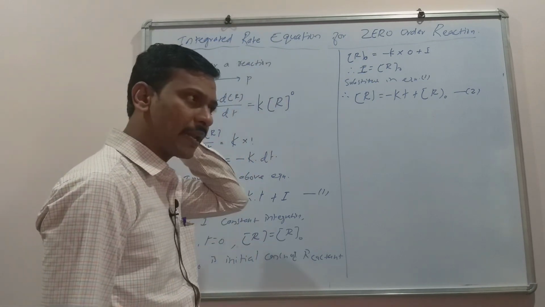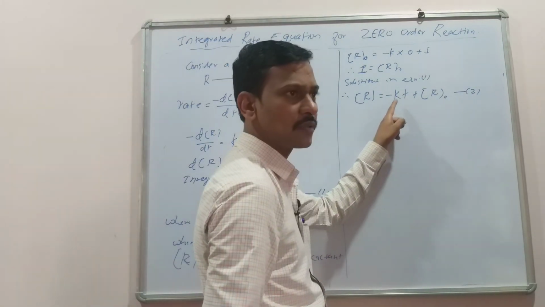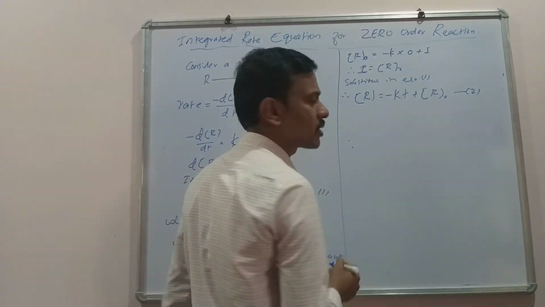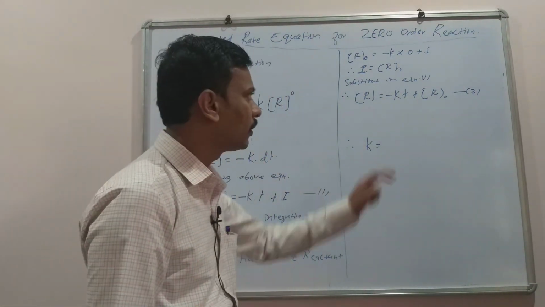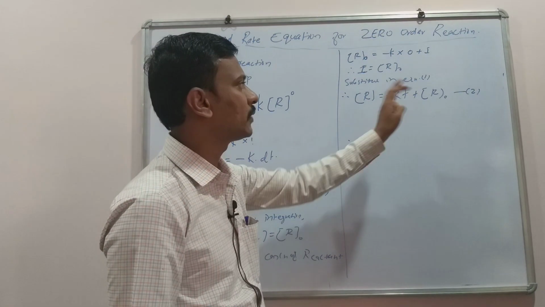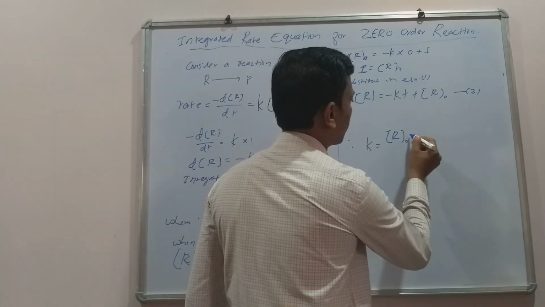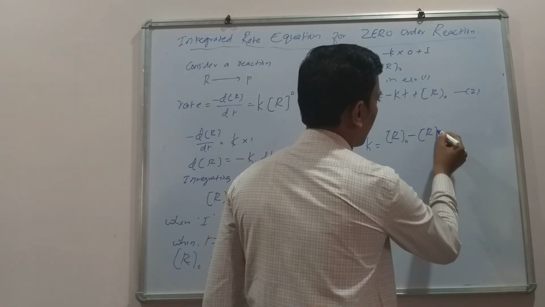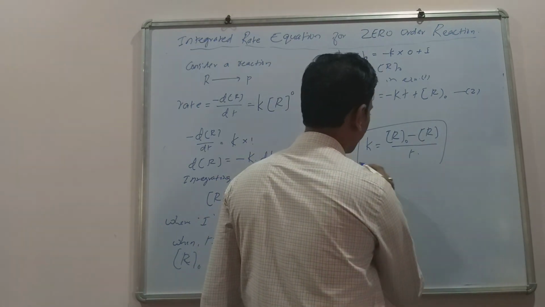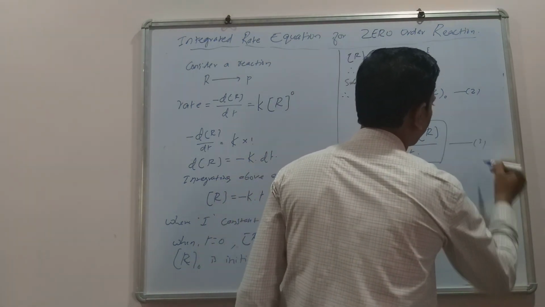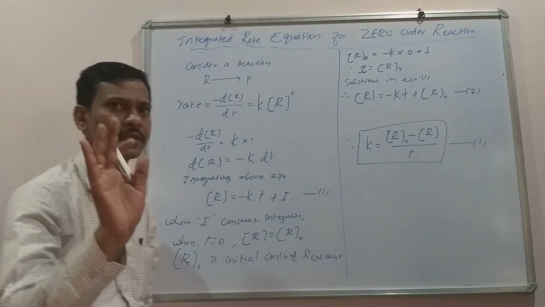Now by rearranging the equation, we can write it in terms of the rate constant. Therefore, the final equation becomes k, the rate constant of the reaction, is equal to the concentration of R naught minus the concentration of R, divided by t. This is the final equation for the rate constant from the integrated rate equation for a zero order reaction.